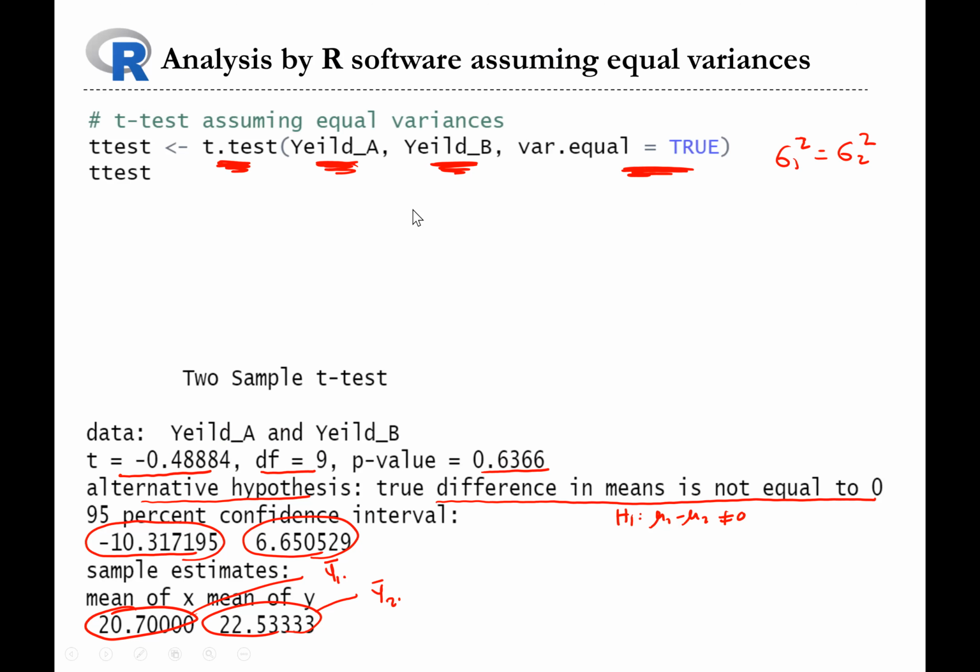So let's cover the second case, which is sigma 1 square doesn't equal sigma 2 square, and see what will change. Guys, if you have any question, at any time, stop me, unmute yourself, and ask me the question at any time.